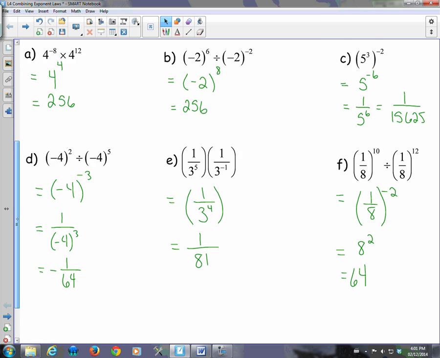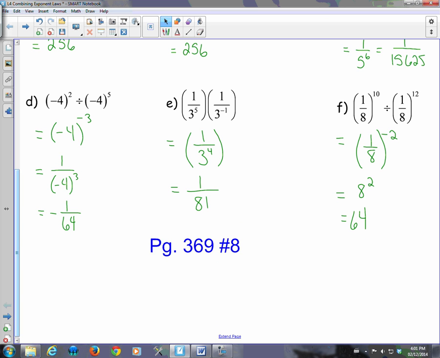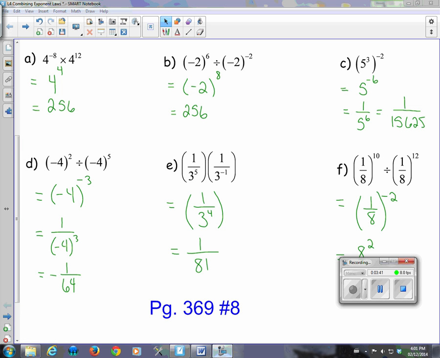So basically we're taking our exponent laws and doing a bunch of practice with them, making sure we leave the negative rule to the very end, using all the other rules first. You'll be able to practice that on page 369, number 8.